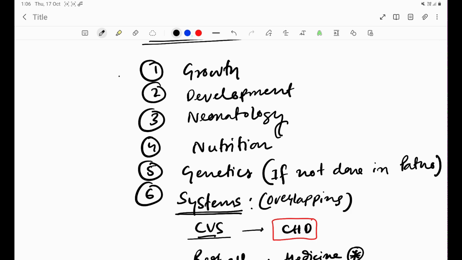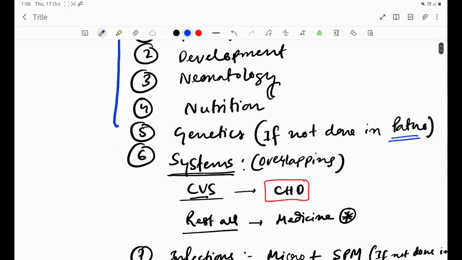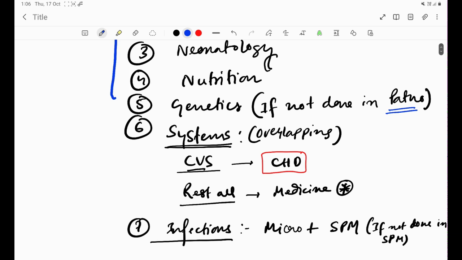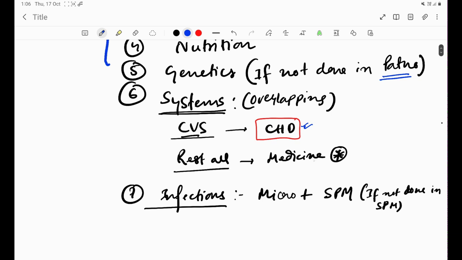The core pediatric topics are growth, development, neonatology, nutrition, and some genetics, if you have not done genetics from pathology. In case of systems, most of the systems overlap with medicine, so you can do them from medicine. Except for CVS topics like congenital heart disease, which you have to do from pediatrics itself, as it's a very hot topic and questions are repeated every year. The rest of the systems, like respiratory, CNS, and everything, you can do from medicine. It will cover pediatrics also, except probably one or two topics that you will get to know eventually.